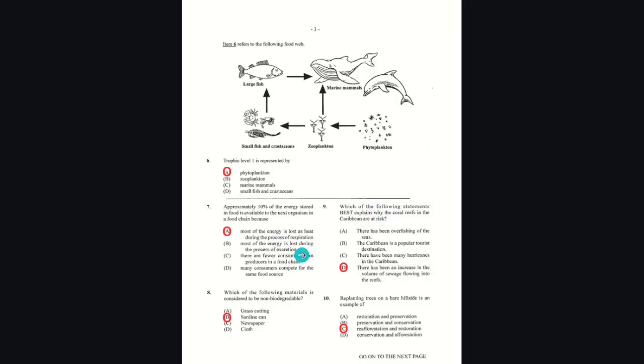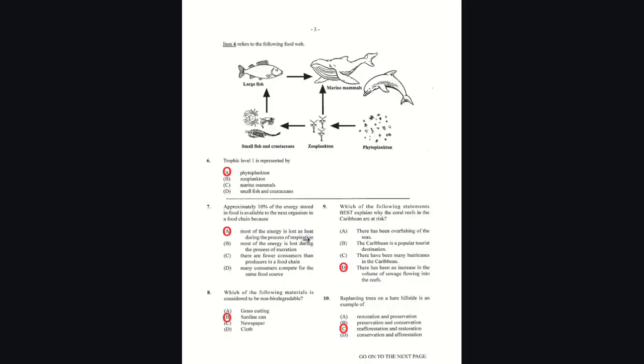So now, number 7. Approximately 10% of the energy stored in food is available to the next organism in a food chain because A, most of the energy is lost as heat during the process of respiration. B, most of the energy is lost during the process of excretion. C, there are fewer consumers than producers in a food chain. D, many consumers compete for the same resources. So the answer that I want to pick is A, most of the energy is lost as heat during the process of respiration.